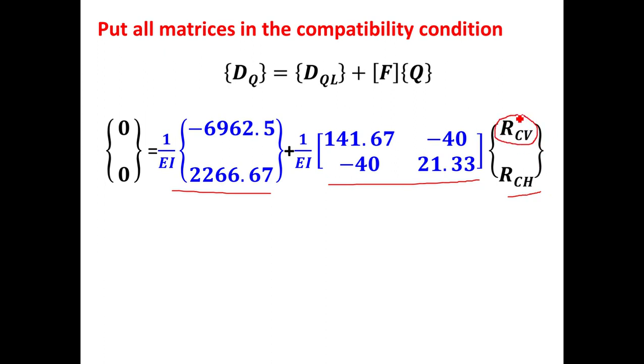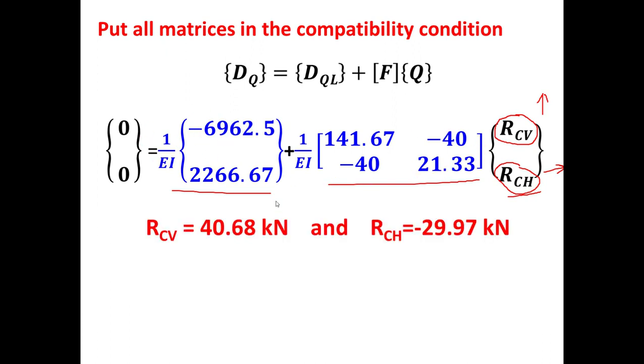Once you draw the unit load figures, the sequence of unit load figures should be followed to write down the sequence of unknowns only. So since we have drawn unit load in vertical direction as a first figure, and then we have drawn unit load of horizontal force, take RCV as a first unknown and then take RCH as a second unknown. Okay, if you solve these two equations in matrix form in your calculator, you will get finally answer of RCV and RCH. RCV is equal to 40.68 and RCH is equal to 29.97. So these are the horizontal and vertical reaction at point C.